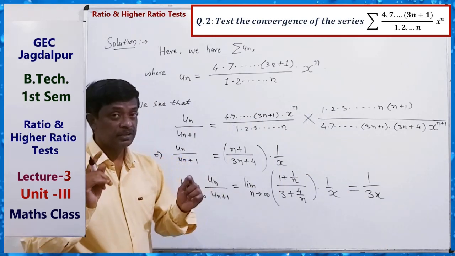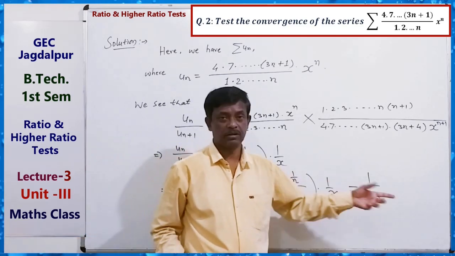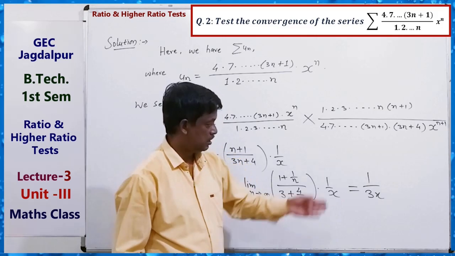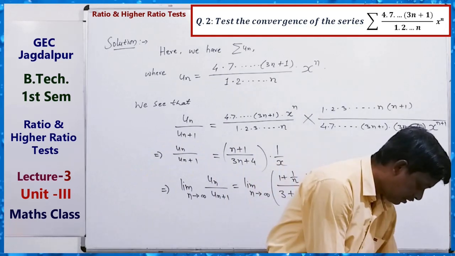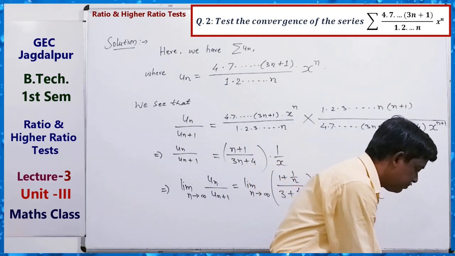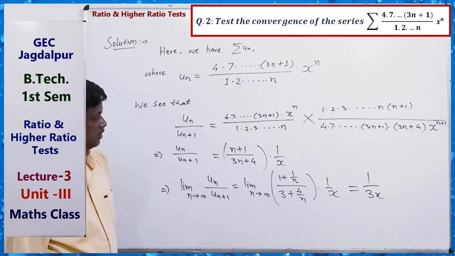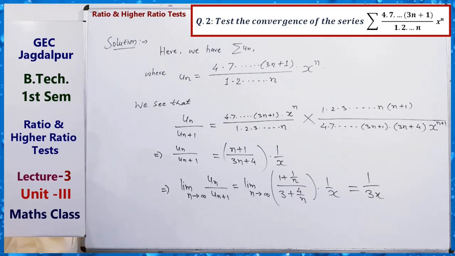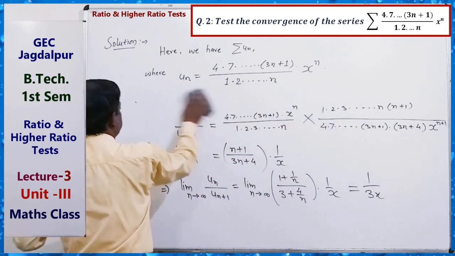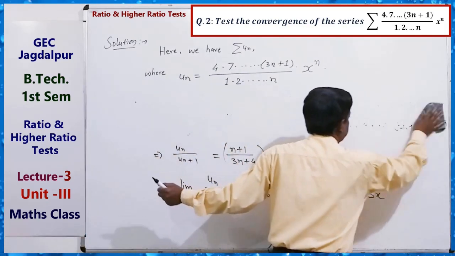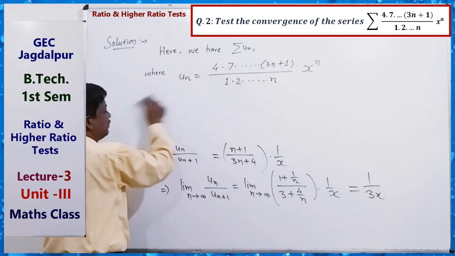Now according to the ratio test, if this limit is greater than 1, because un is here, then it is convergent; less than 1, divergent; equal to 1, the test fails. According to the ratio test. So just see what will be the case for limit equal to 1. Clear?